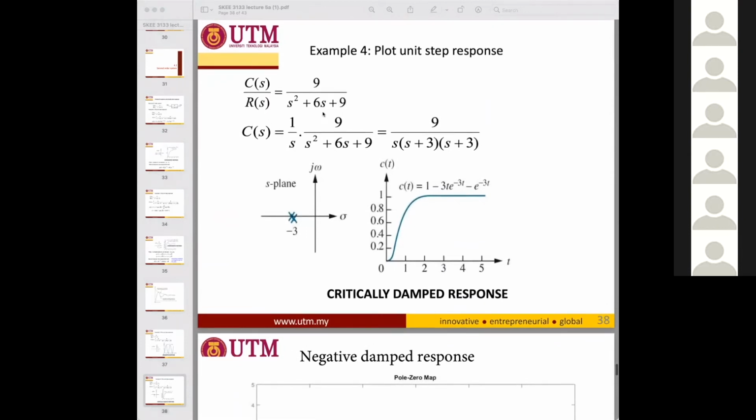Example number 4. 9 over s squared plus 6s plus 9. What is the root of this? It is s plus 3 squared. So the roots are negative 3 and negative 3.